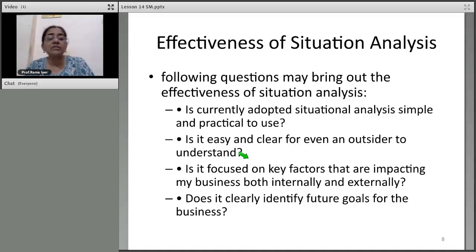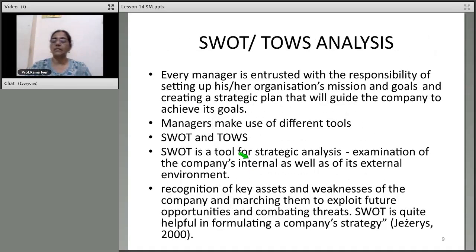Now we come to effectiveness of situation analysis. So how do you decide whether a situation analysis is effective? Whether the currently adopted situational analysis is simple and practical to use? Read the 4 points and tell me whether you follow. Any question?